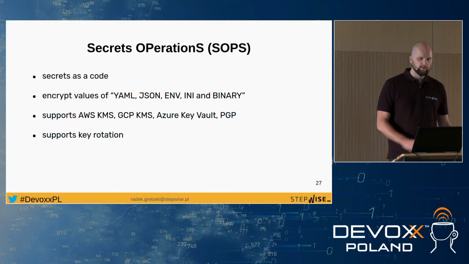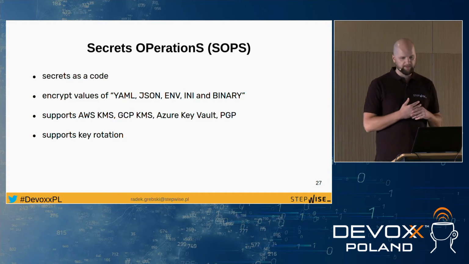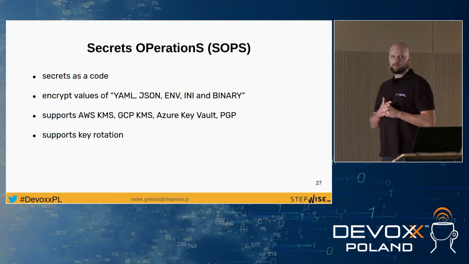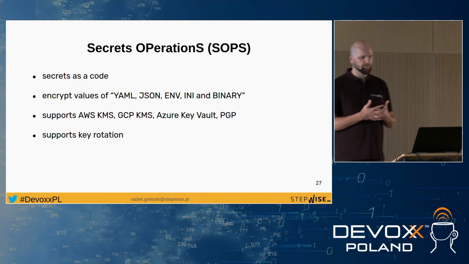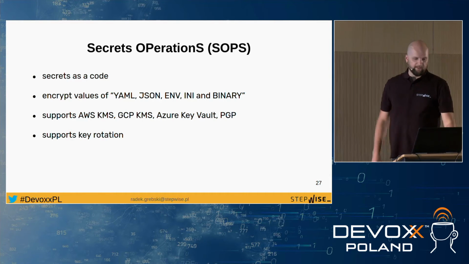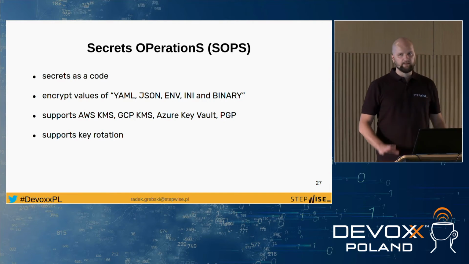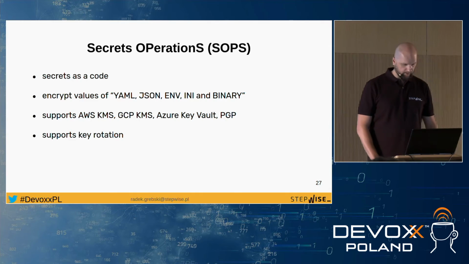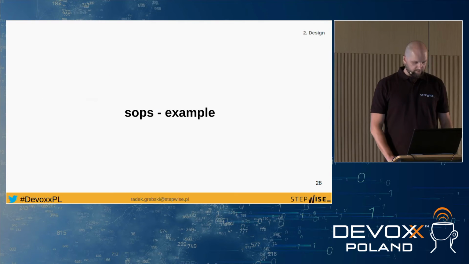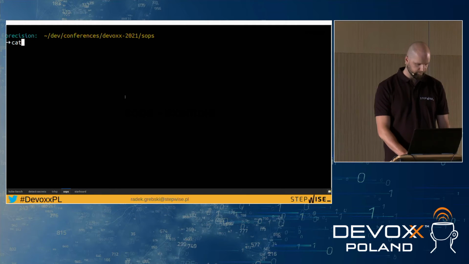The second tool I prefer is Sops, which stands for Secure Operations. It's a tool from Mozilla. It allows us to keep secrets as code in a secure way. It allows us to encrypt values of YAML, JSON, and any binary files, and supports external key management systems like GCP KMS, AWS, and Azure, and also supports key rotation. So let me show you an example of Sops.